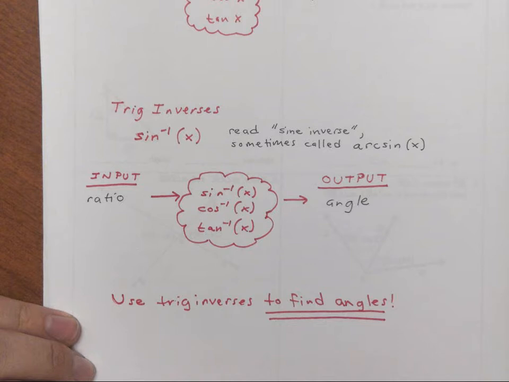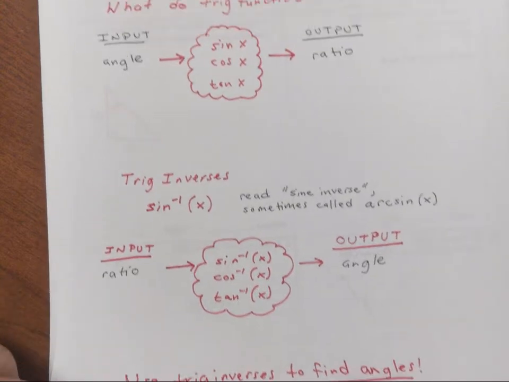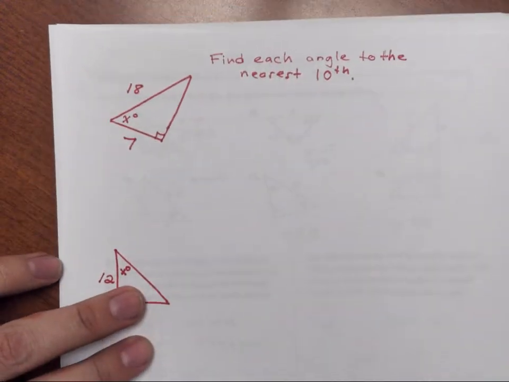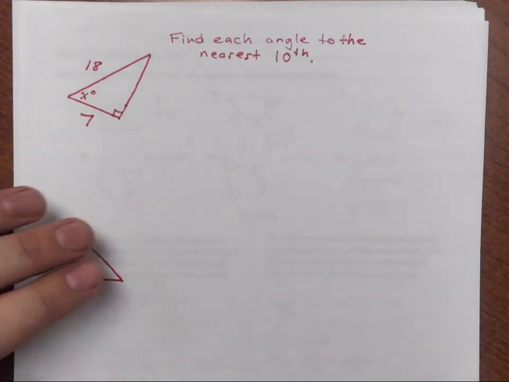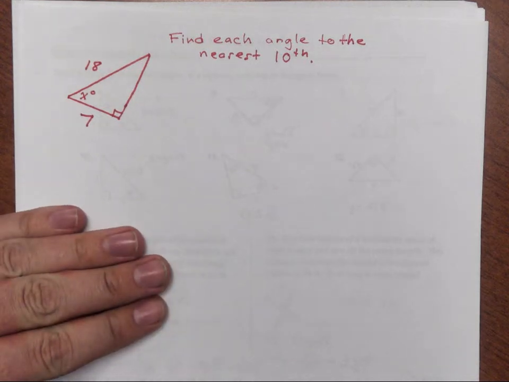Alright, let's take a look at how we actually use this. It's ultimately fairly simple, but do pay attention to how the work is written, because this is what's expected of you. This is what I want to see on your paper for full credit. Now again, always pay attention to whatever directions are there. Here you're asked to find each angle to the nearest tenth.